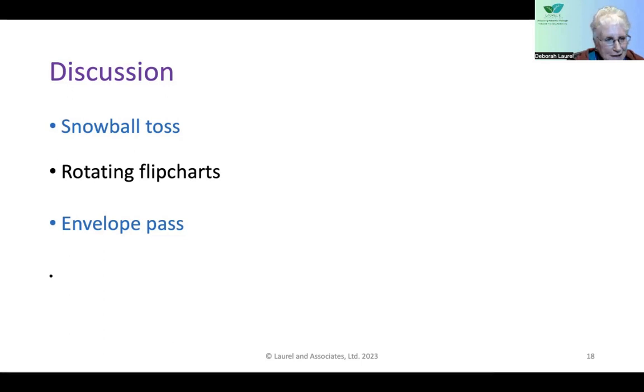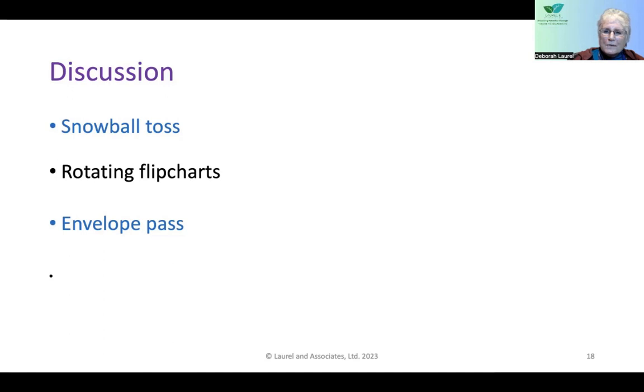An envelope pass. This is when, toward the end of a session, there are certain challenges that have not been addressed as yet. So the trainer writes each challenge on a different envelope and comes up with enough challenges so that there's a different challenge for each of the tables. Let's say there are 5 tables. So 5 envelopes. Each table has index cards.